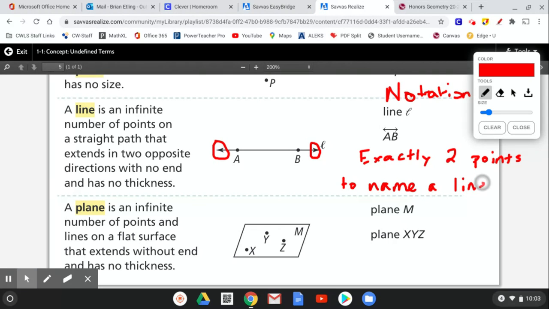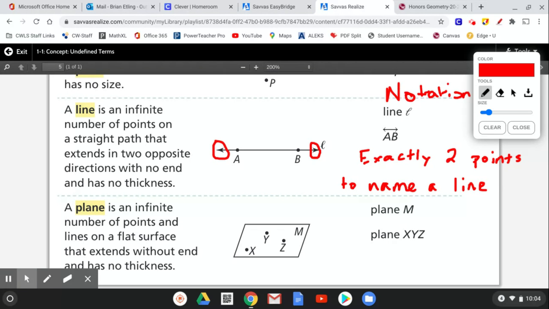So that would be something to put in your notebook, write down real quick. Exactly 2 points. So we don't need 3, we don't need 1, we don't need 4, 5, 6, 7, whatever. Even though there might be 4, 5, 6, 7 points on that line, it doesn't matter. There's an infinite number of points. We only need 2 of them to name the line.